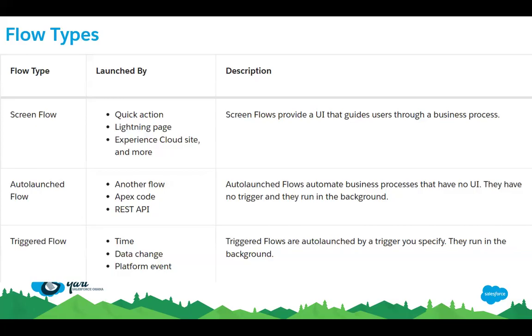Then autolaunch flow. Autolaunch flow is when you have a business process that has to trigger from something or somewhere. So that is autolaunch flow. Autolaunch flow can be called by another flow. You can call one flow from another flow, the same way we use methods, right? You can call one method from another method, right?